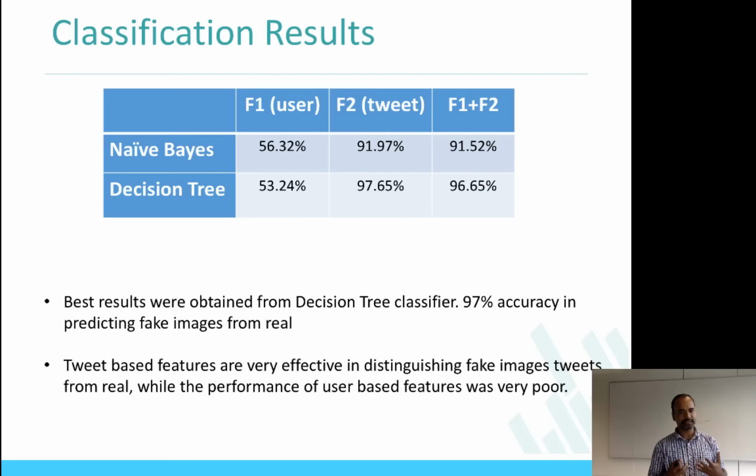In this particular case, decision tree seemed to have worked better, particularly while using the tweet features, where the efficiency was about 97.65% in predicting whether the post is fake or real. The tweet features F2 seem to have played well in both naive Bayes and decision tree, whereas user features did not do as well in making the decision.